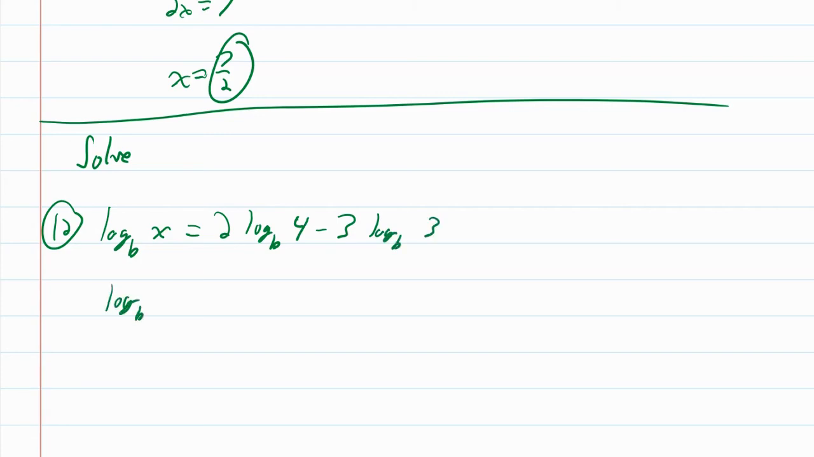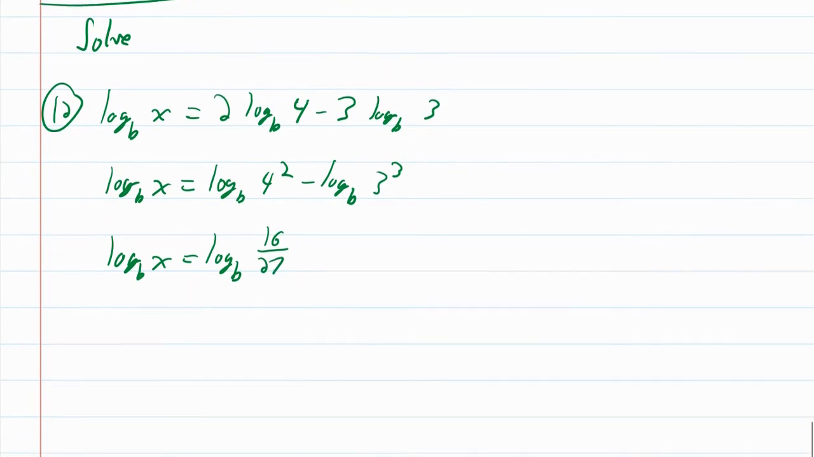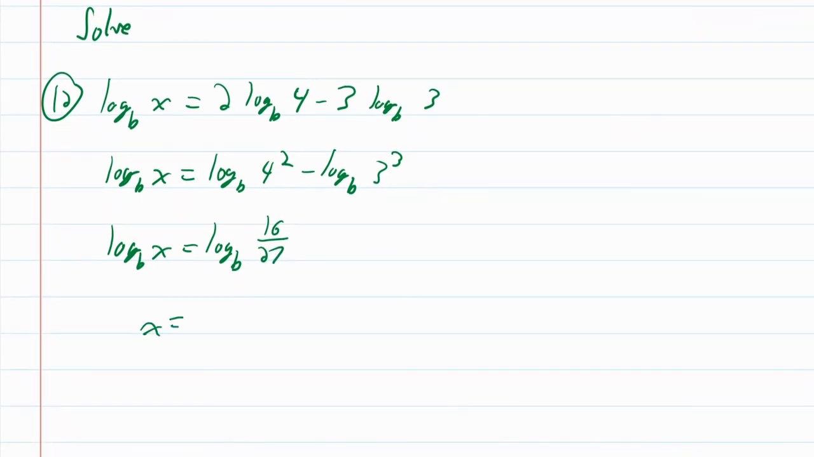On the left, I have the log base b of x is equal to the log base b of 4 squared minus the log base b of 3 cubed, or the log base b of x is equal to the log base b of, that'd be 4 squared over 3 cubed, that'd be 16/27. So really we just get x is equal to 16/27.